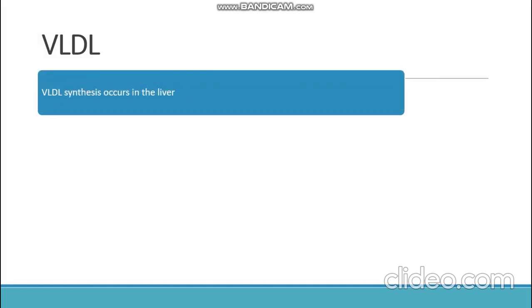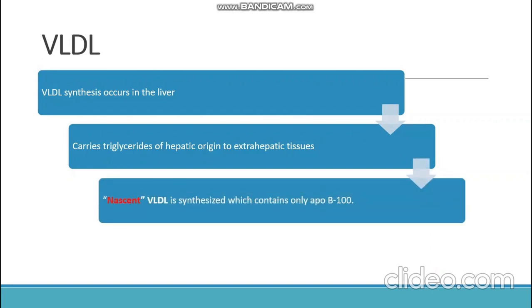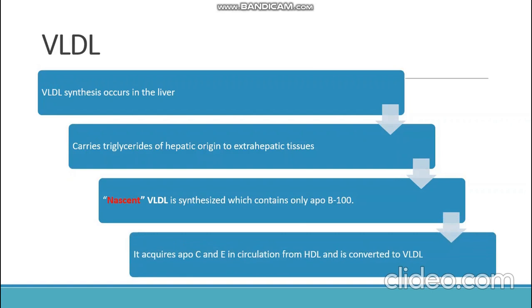These are synthesized in the liver, and their function is to carry triglycerides of hepatic origin to extrahepatic tissues. The newly synthesized or nascent VLDLs contain only apoprotein B100, and in circulation it acquires apoprotein C and E from HDL, and it is converted into its active VLDL form. अब दोबारा जो मैंने स्टोरी वाला सिनेरियो की बात की थी, तो हमारा जो HDL का कैरेक्टर है, it supports VLDL का फंक्शन by supplying it with apoprotein C and E.